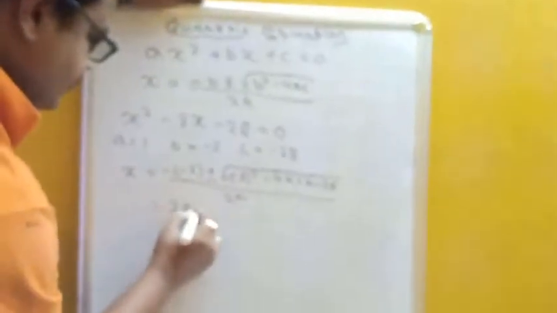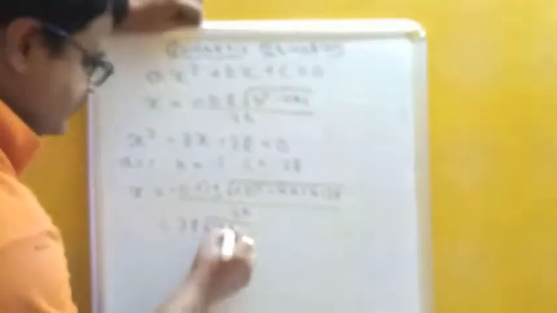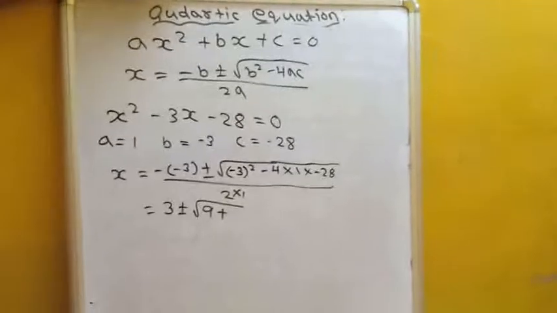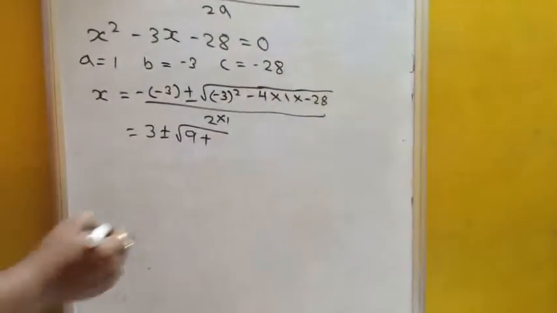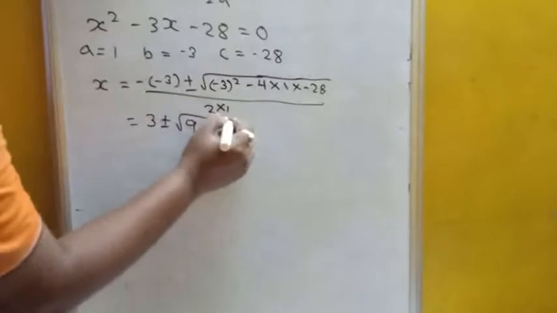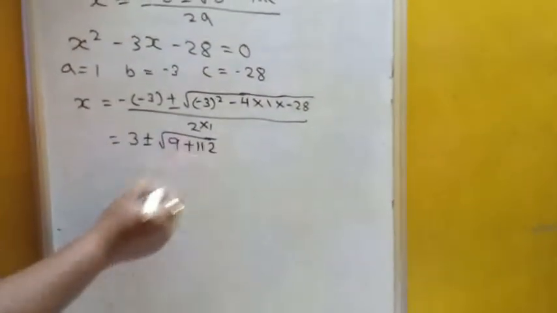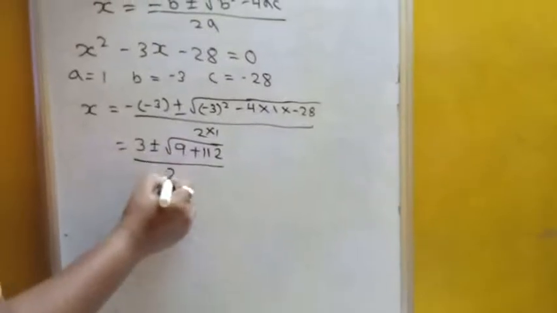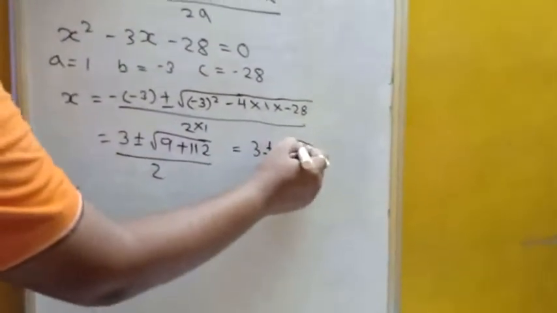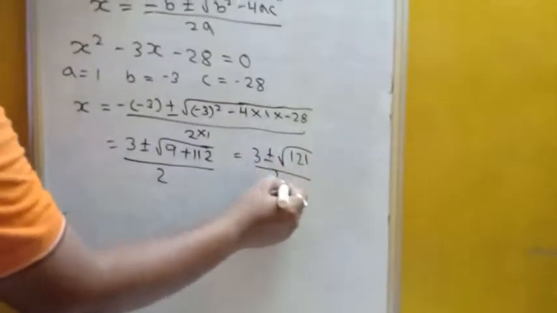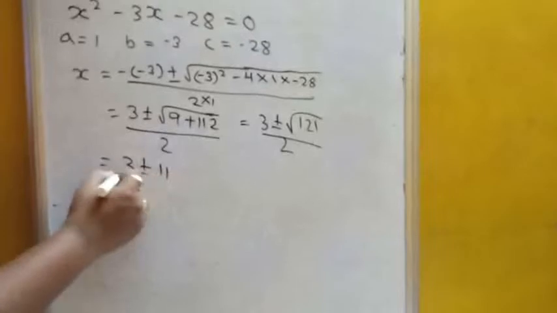So 3 plus or minus square root of 3 square, which is 9, minus minus plus 28 into 4. 28 into 4: 4 8s are 32, 4 2s are 8 plus 3 is 11. So 9 plus 112 is 121, divided by 2. So what you got? 3 plus or minus square root of 121, which is 11, divided by 2.